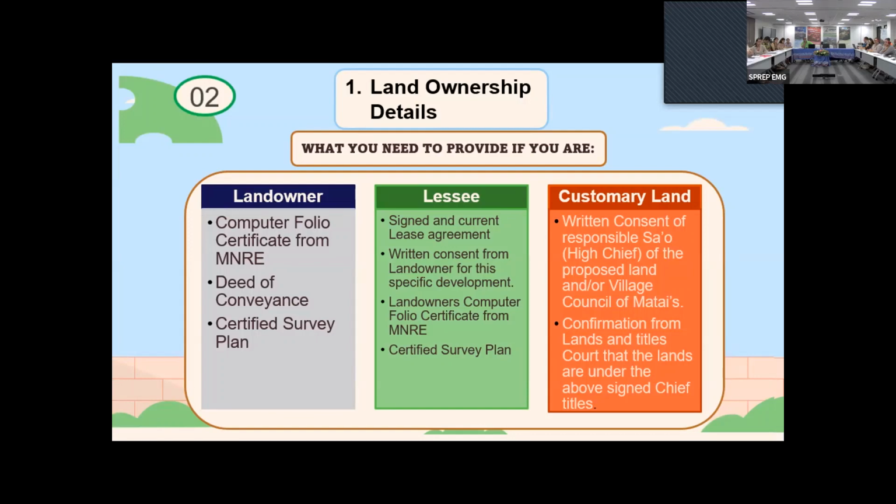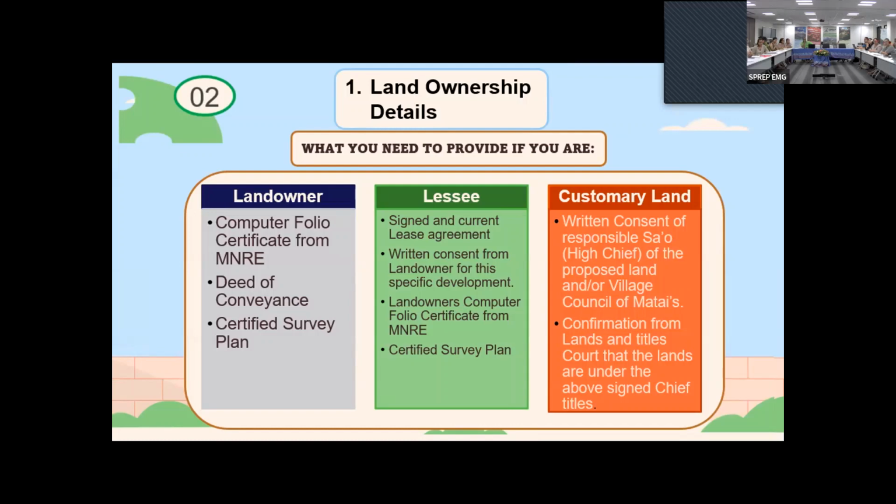So for example, if you're leasing on church land, you must go to the landowner, which is that church body, and get that consent. The same for government. Government is considered freehold land. So if you're leasing from government land, a landowner is MNRE or Salasi, or that sort. Those are the different types of landowners.